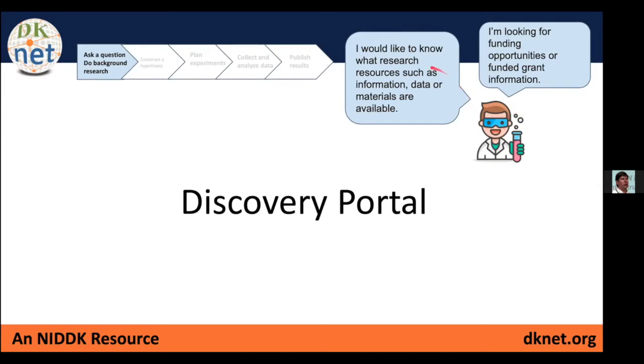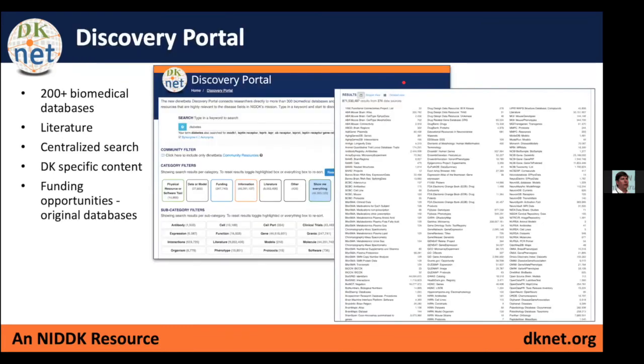So it's information about research resources, information and data that's available, but also has information on funded grants, so research that's already been funded, and also potential funding opportunities. So it provides a very large collection of information. If you're searching within the Discovery Portal itself, you'll put in your search, and then you'll end up with a number of different category filters. And these category filters allow you to focus in on what you're looking for.